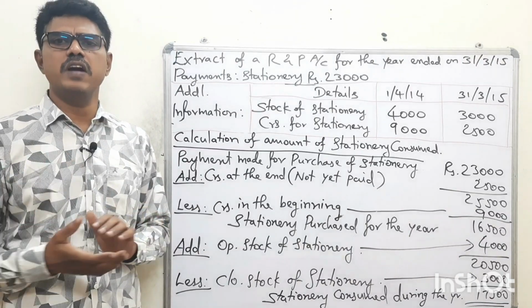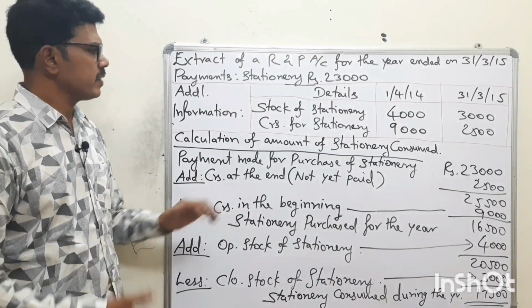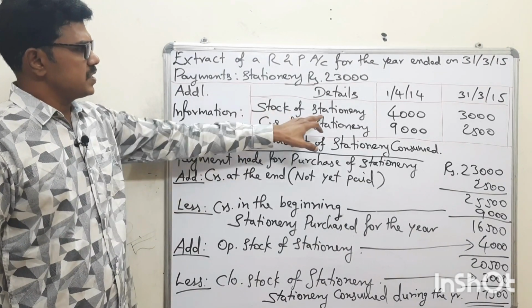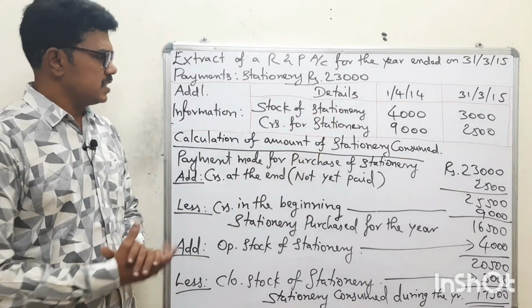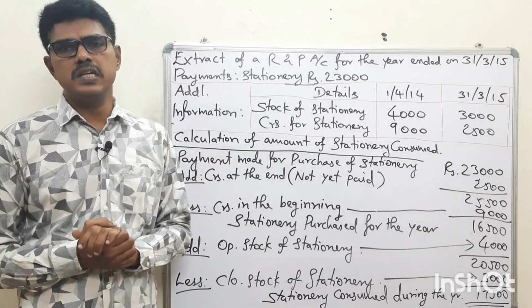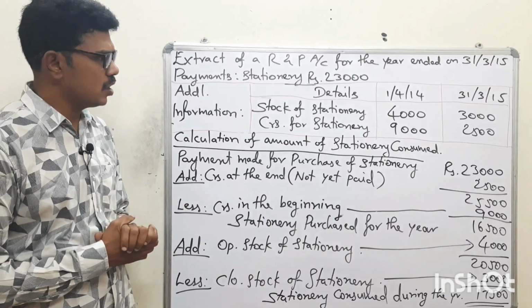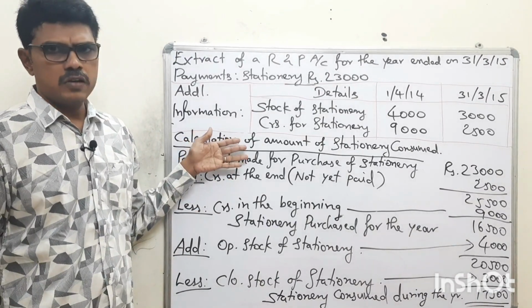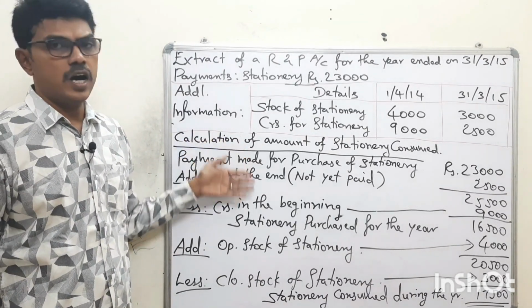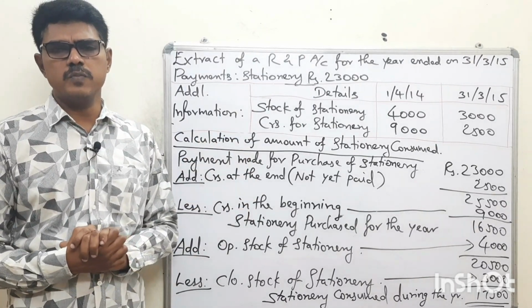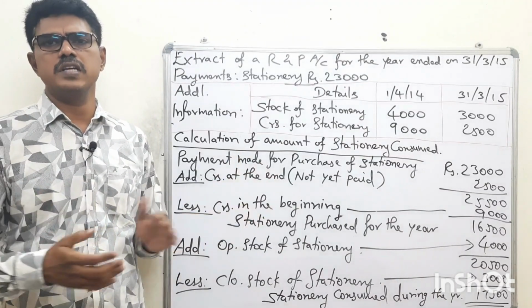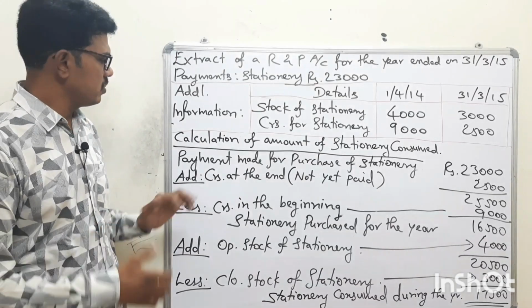Value of purchase and value of consumption made during the year, using the stock of stationery, opening and closing, and the creditors for stationery, opening and closing. There are two methods to calculate. First, let me work out the answer by using the format based method, which is what most students follow to calculate the answer.